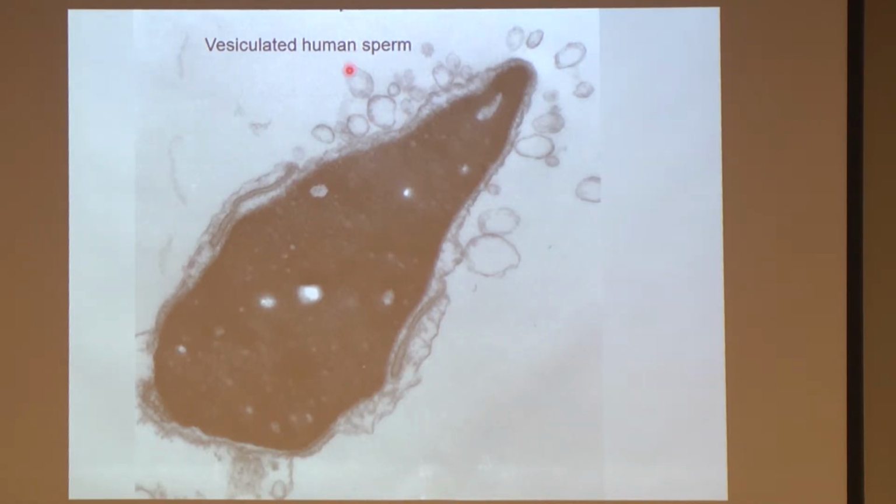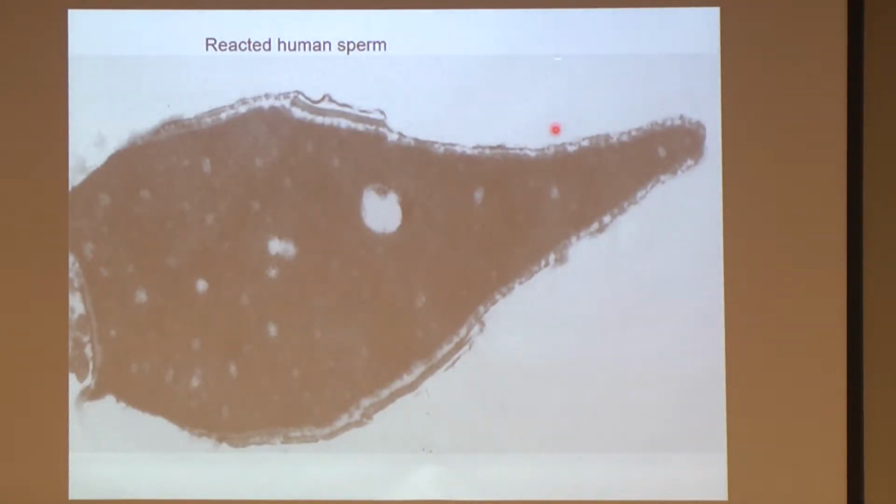At the end of the process, you see that the acrosome is gone and only this part remains, and this part of the plasma membrane of the sperm is the one that is going to interact with the oocyte. That's why you require acrosomal exocytosis for interaction with the egg.